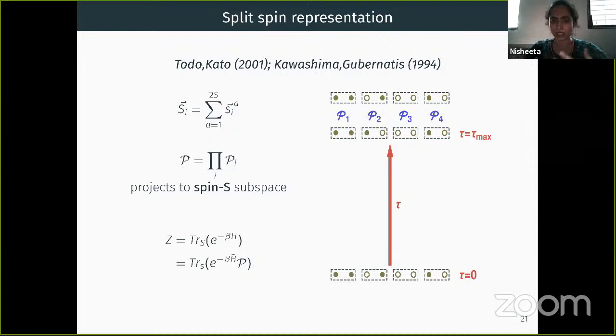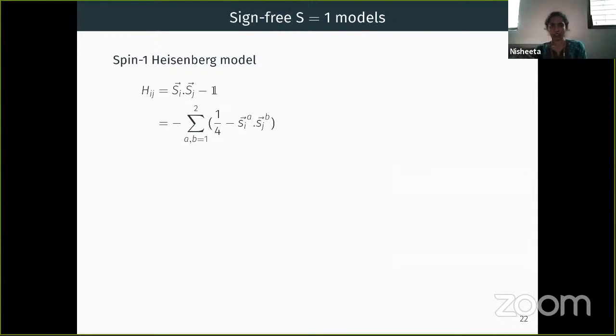Now you might ask, why are we simulating a spin S model in terms of spin halves? There are two advantages of doing this. One advantage is that it makes our simulations much more efficient. In case of spin halves, you have some deterministic loop updates that make everything much more efficient. And another reason, the reason we did this, is that it tells us what models are sign problem free. And I will explain that with some pictures.